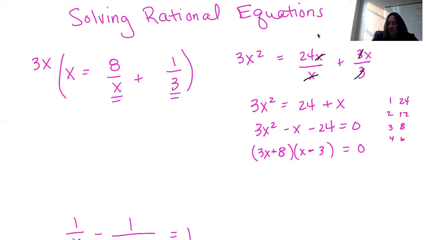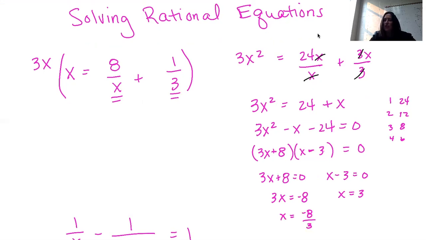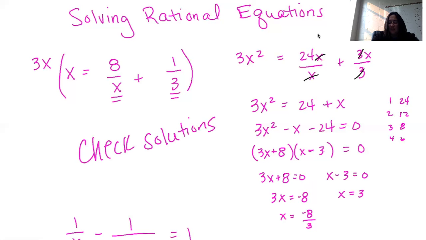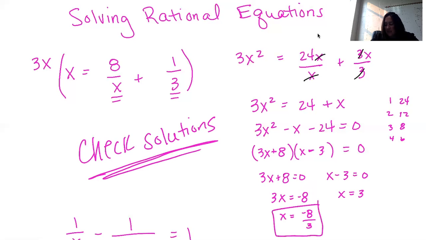Now I need to set each piece equal to 0. So I'd have 3x plus 8 equals 0, and x minus 3 equals 0. So I get x equals 3, and 3x equals -8, so x equals -8/3. Now, with every rational equation, you need to check your solutions, because you could possibly get answers where the denominator is equal to 0. The only thing that would make the denominator equal to 0 is if x was 0, and I did not get an x to be 0. So both of these answers are solutions.